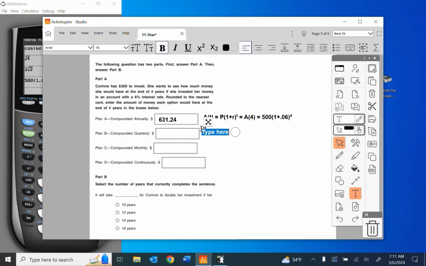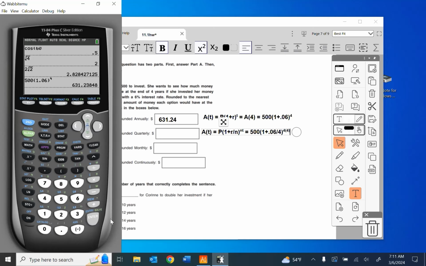Compounded quarterly, so we have a different formula. It still plugs stuff into a formula. Still 500, still 0.06, but we're compounding quarterly, so n is 4, and the exponent is nt, so 4 times 4. That's really all this is. Do you know the compound interest formula?